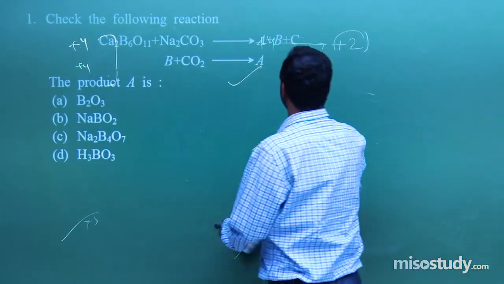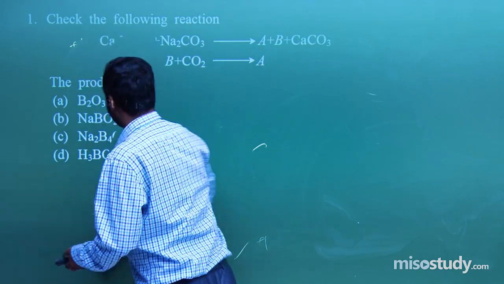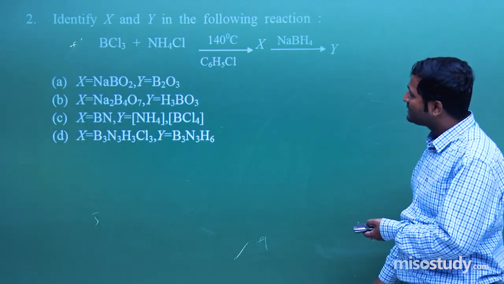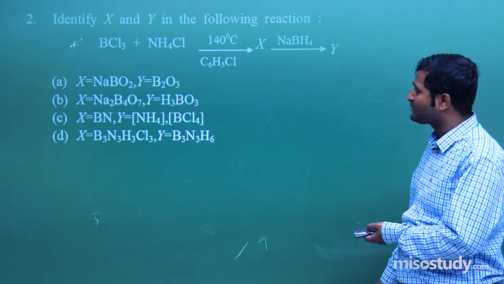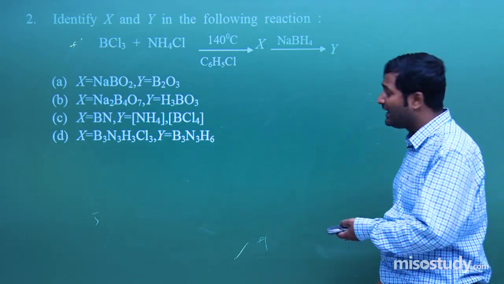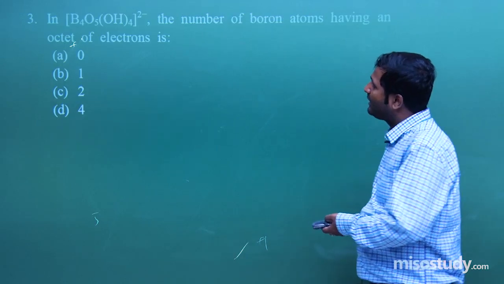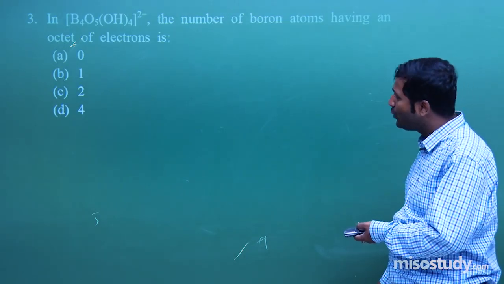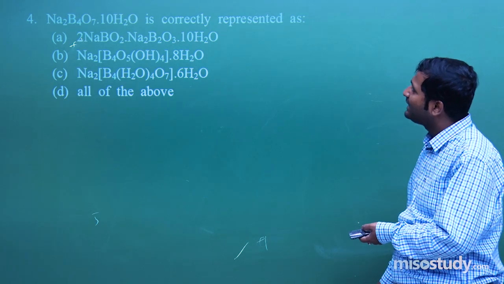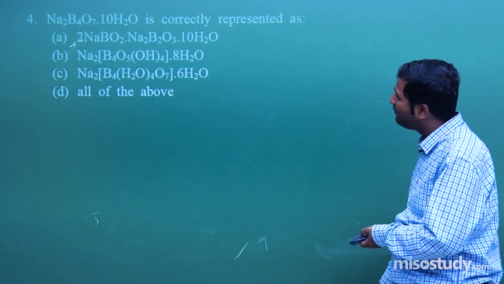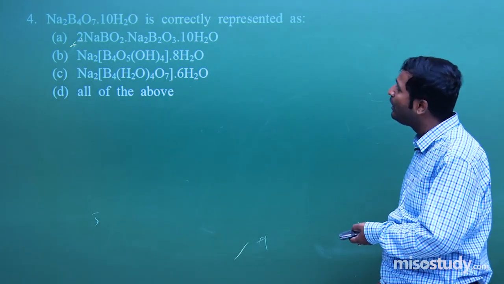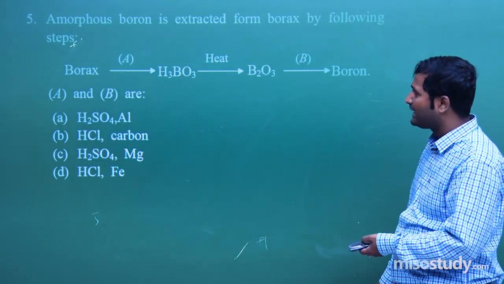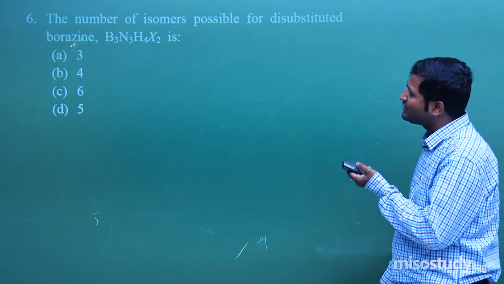Now what is the answer of the first question? Tell me. This one is option C. For the second, what is the option? This one is option D, B3N3S3Cl3 and B3N3S6. What is the option for question number 3? Sir, this is 2. What is the option here? That is correct, option B, Na2B4O5(OH)4·8H2O. What is the correct option for question number 5? Sir, H2SO4 and Mg. Yes, sir. The number of isomers is 4.